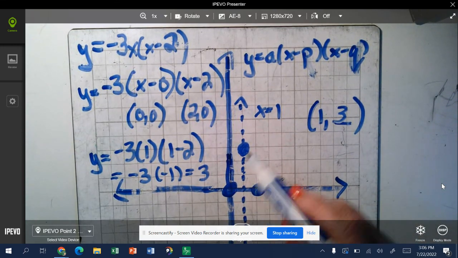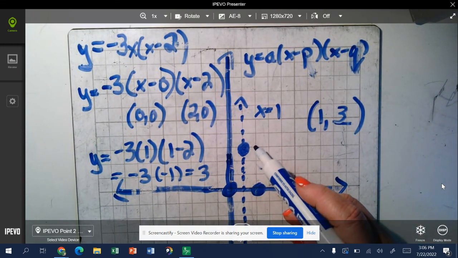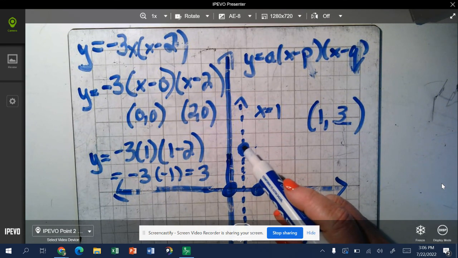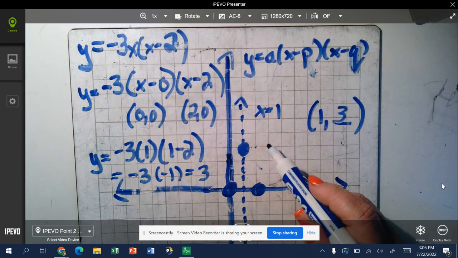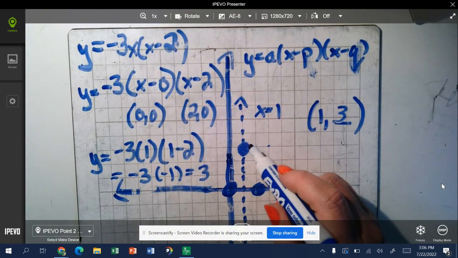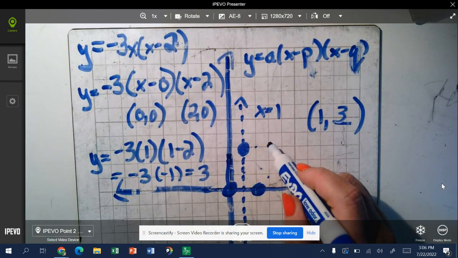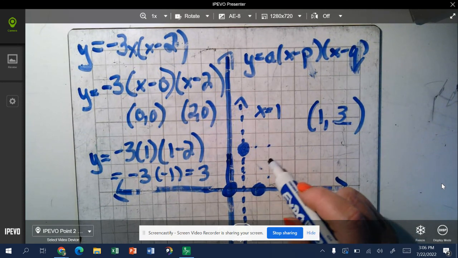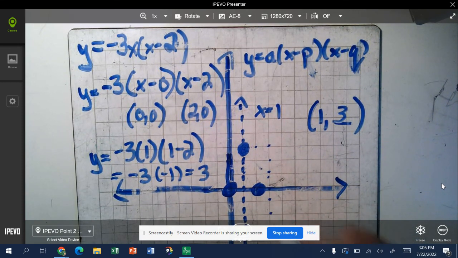And now from this point, I know I would go over 1, down 3. Or from this point, I would go over 2. Normally I'd go down 12, but I have this y-intercept. So I'm going to go over 2, down 12. 1, 2, 3, 4, 5, 6, 7, 8, 9, 10, 11, 12.